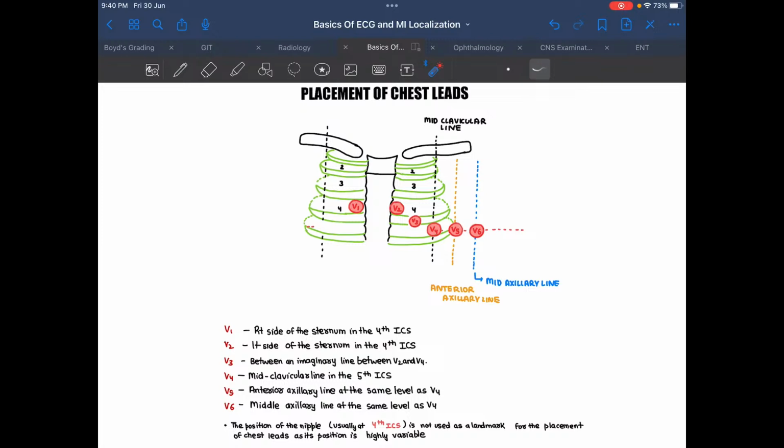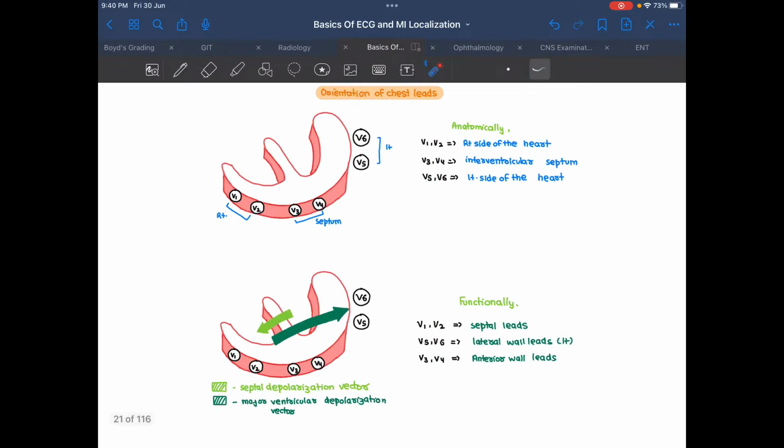Just remember, guys, always compare it with your sternomanubrial angle, which is basically the manubrial sternal angle. Why is it that so? Because the position of the nipple that we arbitrarily use at the fourth intercostal space can be variable. So that is not used as a landmark for the placement of your chest leads, if you want it to be done in a very standardized manner.